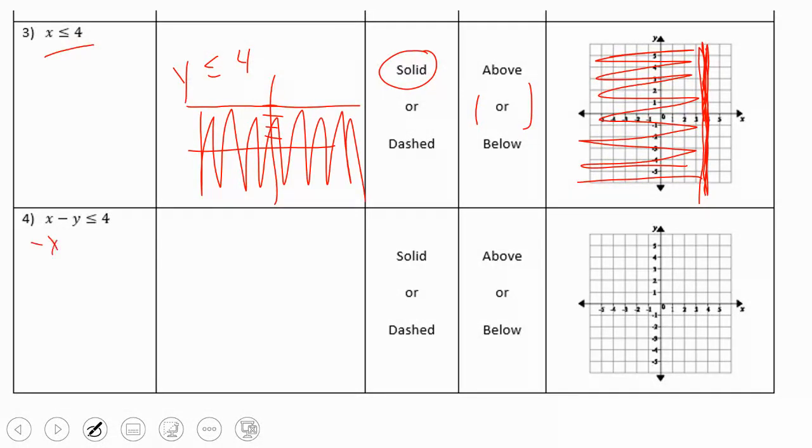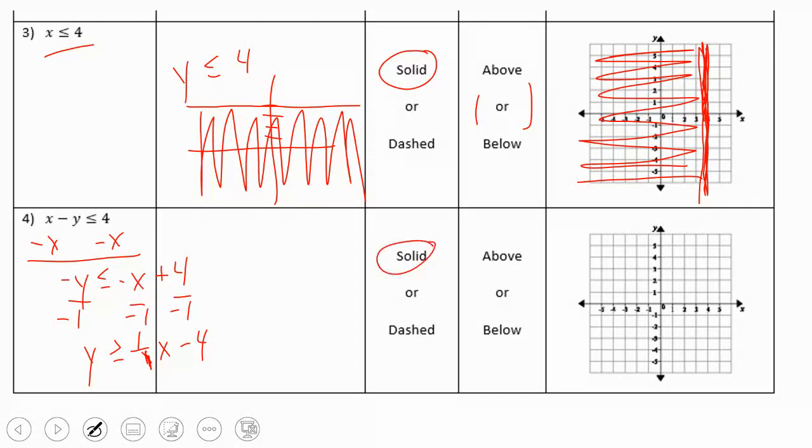Number 4, minus x, minus x. There's a -1 in front of my y, so I divide everything by -1. Flip the inequality because I divided by -1. So this is 1x minus 4.